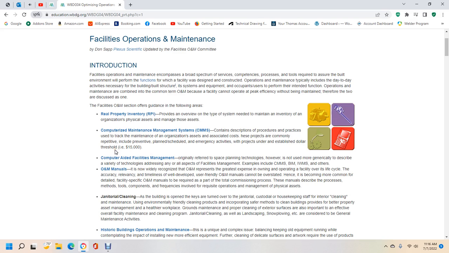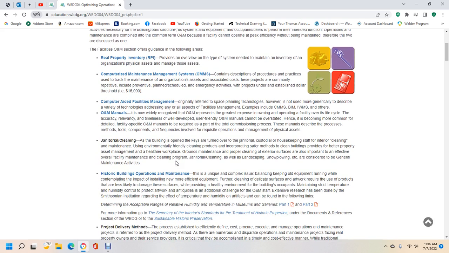Computer-Aided Facility Management, originally referred to as space and planning technologies, is now used more generically to describe the technologies addressing any and all aspects of facility management. Examples of computerized maintenance management systems include building integrated models, IWMS, and others. Operation and maintenance manuals are now widely recognized.